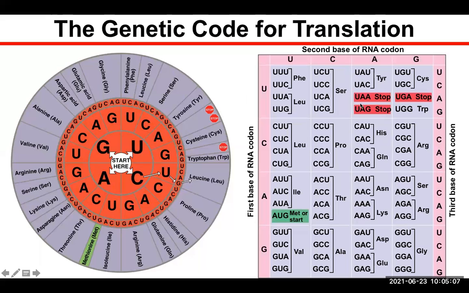These stop codons do not encode for an amino acid. It just tells the machinery to stop synthesizing the RNA. It's done. Go ahead on to the next process.